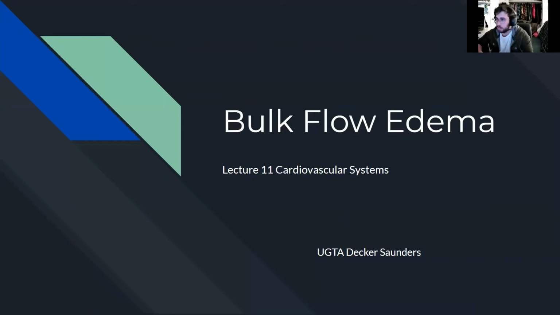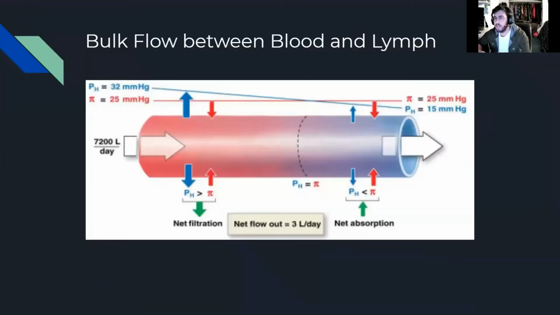Now we'll be discussing edema as it relates to bulk flow. Just as a reminder, when hydrostatic pressure, blood pressure, is higher than colloid osmotic pressure, we have net filtration of fluid out of the capillary into the surrounding interstitial fluid. And when hydrostatic pressure is less than colloid osmotic pressure, we have net absorption of fluid from the interstitial fluid back into the capillary. This interstitial fluid we're also going to be referring to as lymph.